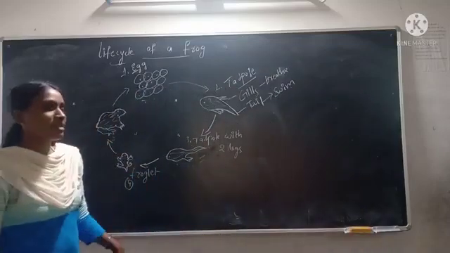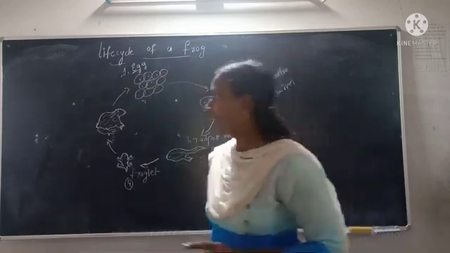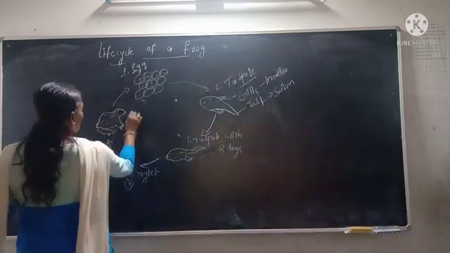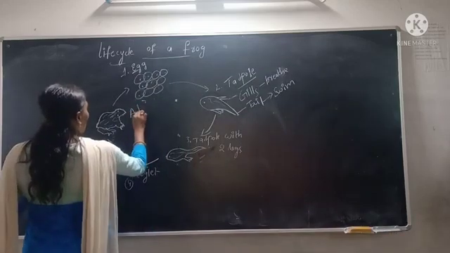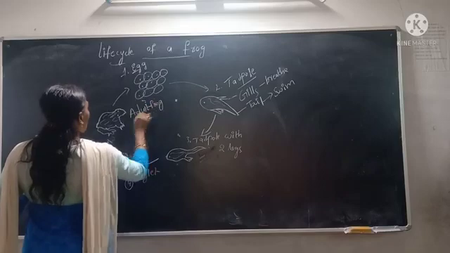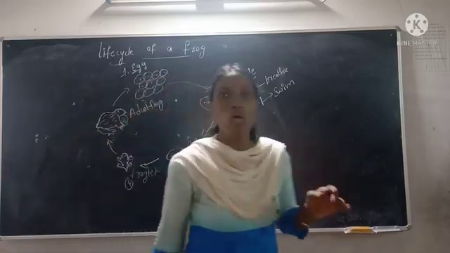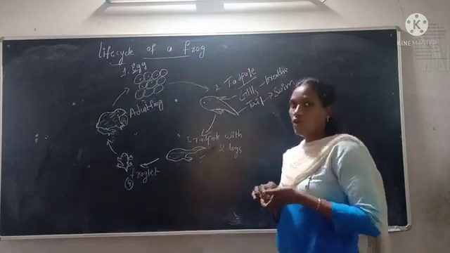After some more weeks, the tail will completely disappear and it will have four legs and become an adult frog. These are the different stages of the life cycle of a frog.